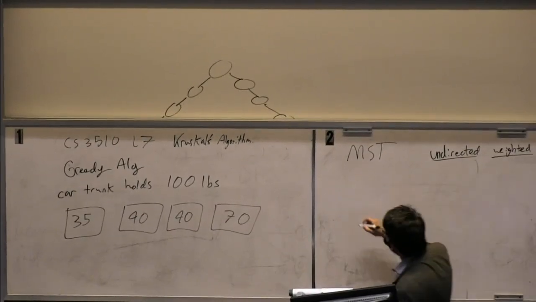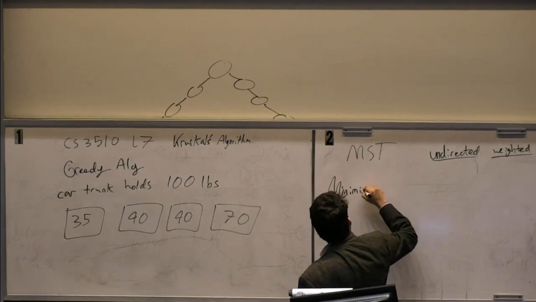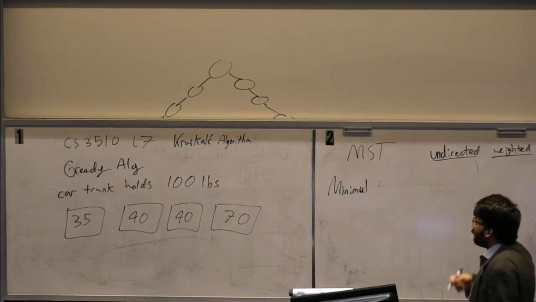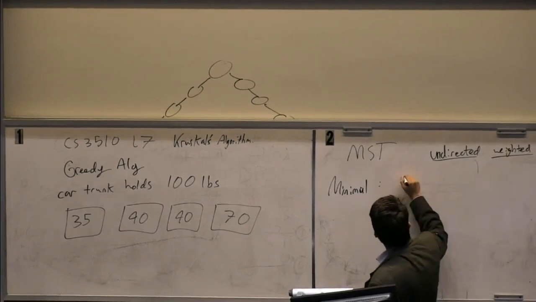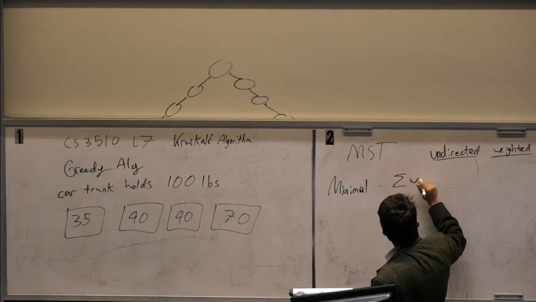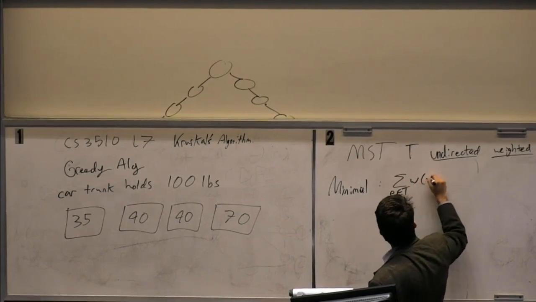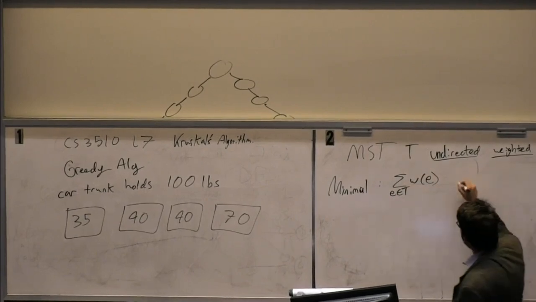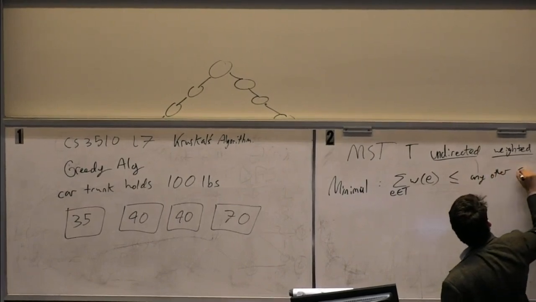So a minimum spanning tree is three things. First of all, it's minimal, right? An MST is minimal in the sense that the sum of the weights of the edges is less than any other spanning tree. We'll call an MST T. If we sum the weights of the elements of the tree, it is less than or equal to the sum for any other spanning tree.